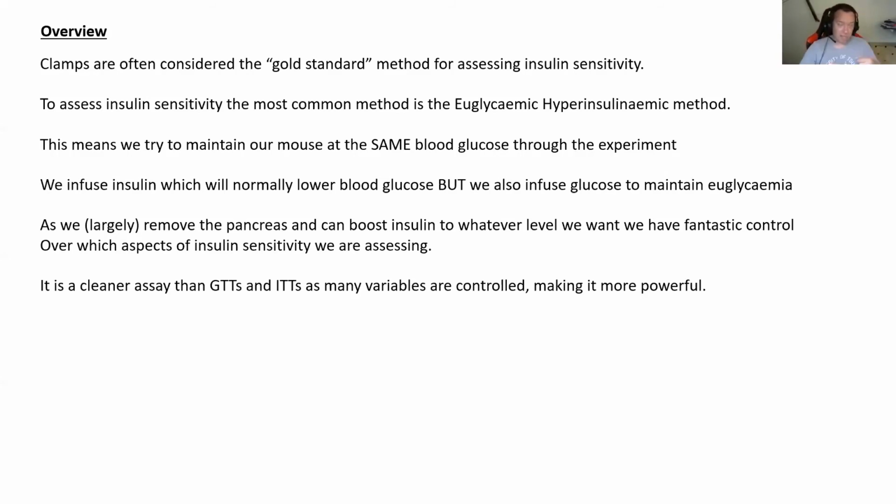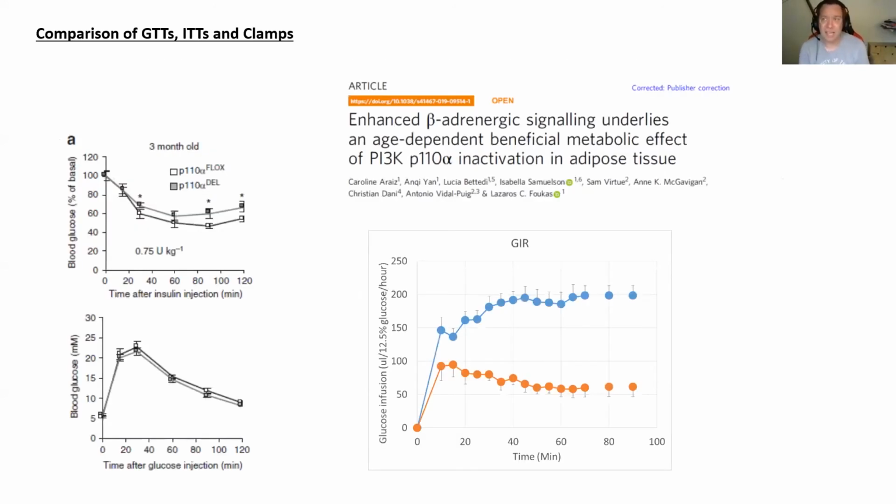So I would argue, and I think most people in the field would argue, it's a cleaner assay than a glucose tolerance test or an ITT, as many of the variables are controlled. We're going to be at 8 millimoles of glucose in the blood, for example, so we're not going to get counter-regulatory effects in this setting because the glucose never goes low enough. So it's potentially more powerful because of all this control we have over it. And as a result, we often see really quite spectacularly larger effect sizes with clamps. We've seen this with quite a lot of models than we do with GTTs and ITTs.